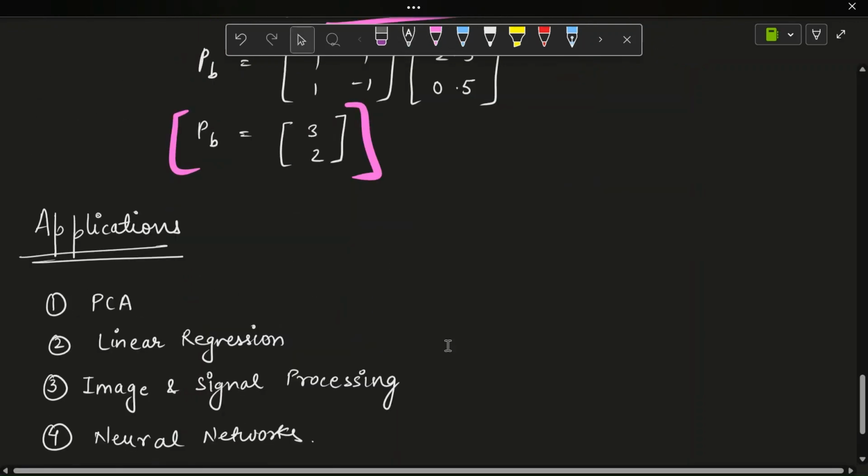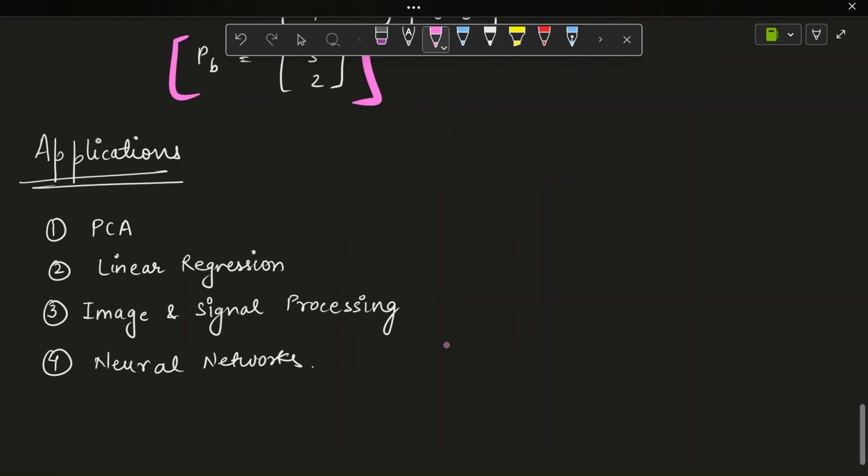Then come the applications of orthogonal projection in data science and AI. The first is PCA. PCA projects high dimensional data onto lower dimensional subspaces, that is, the principal components only. This helps in dimensionality reduction while preserving maximum variance. Next is linear regression. In ordinary least squares (OLS) regression, the predicted values are projections of data onto the column space of the design matrix. So the solution minimizes the error between observed and predicted values.